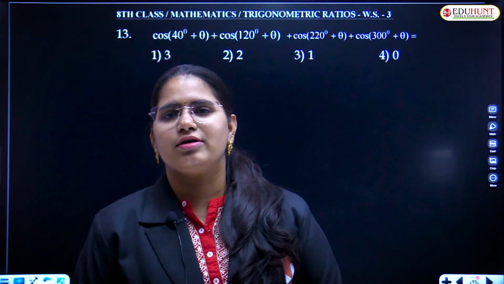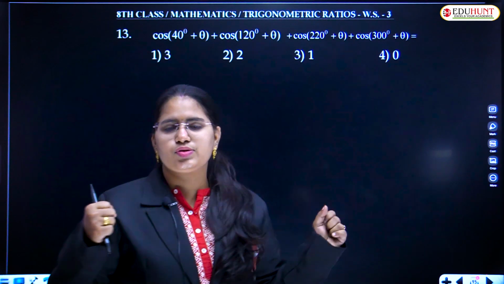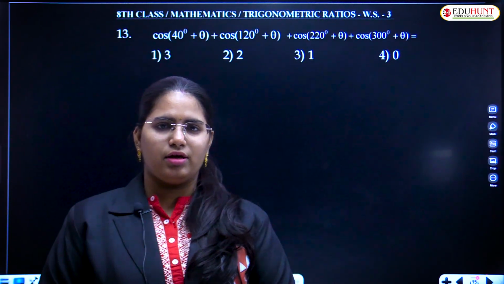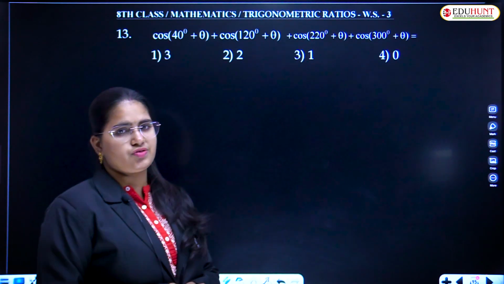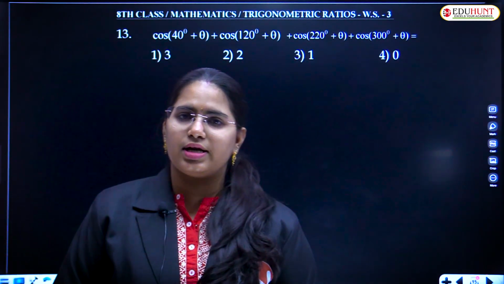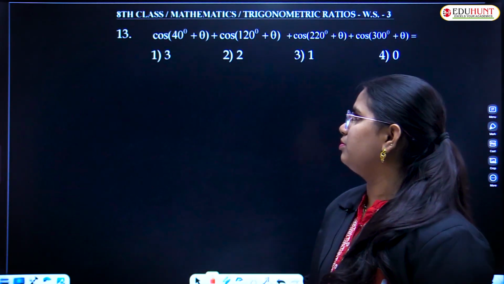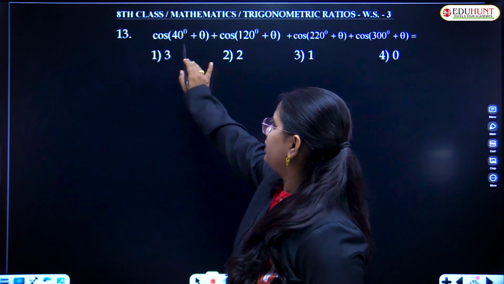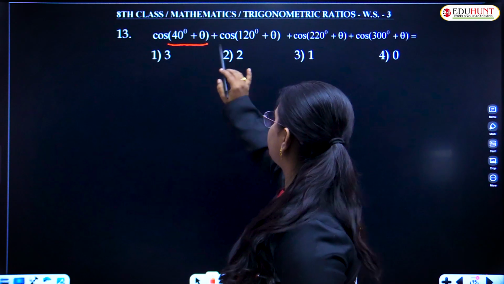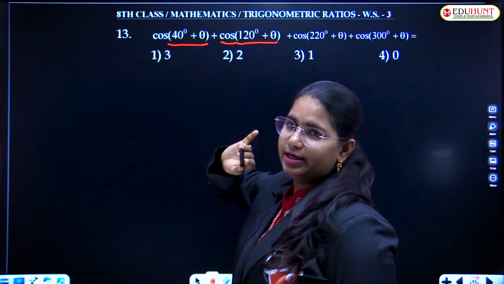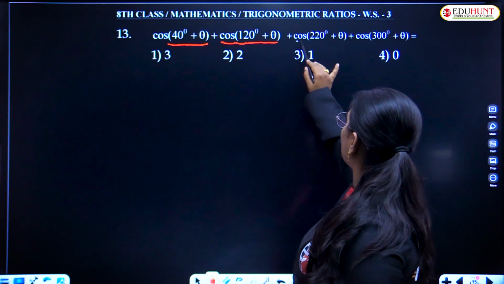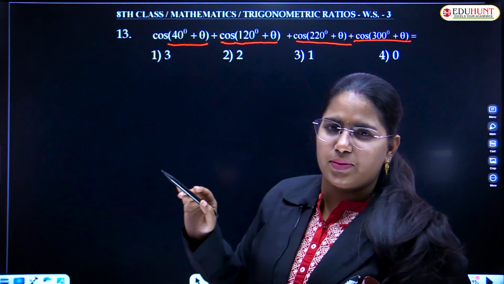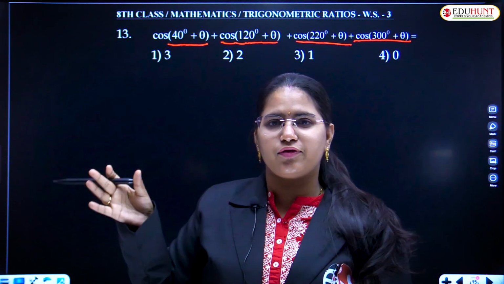So you guys are excited to solve the problem with me? Great then. We are on the 13th question. So let's get back to the problem. What is the question? It's cos(40 degree plus theta), cos(120 degree plus theta), cos(220 degree plus theta) and cos(300 degree plus theta). Basically this is quite different, right?